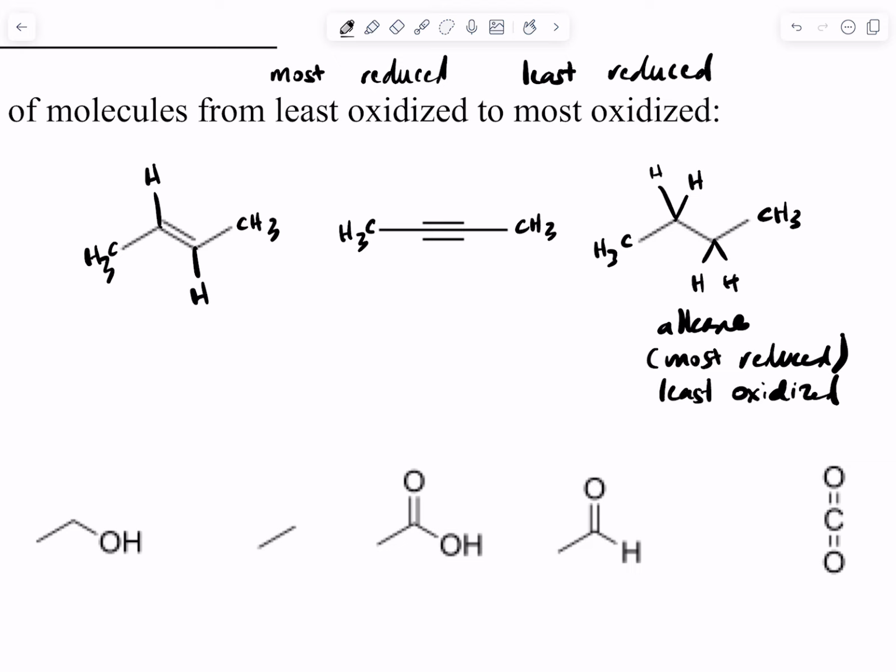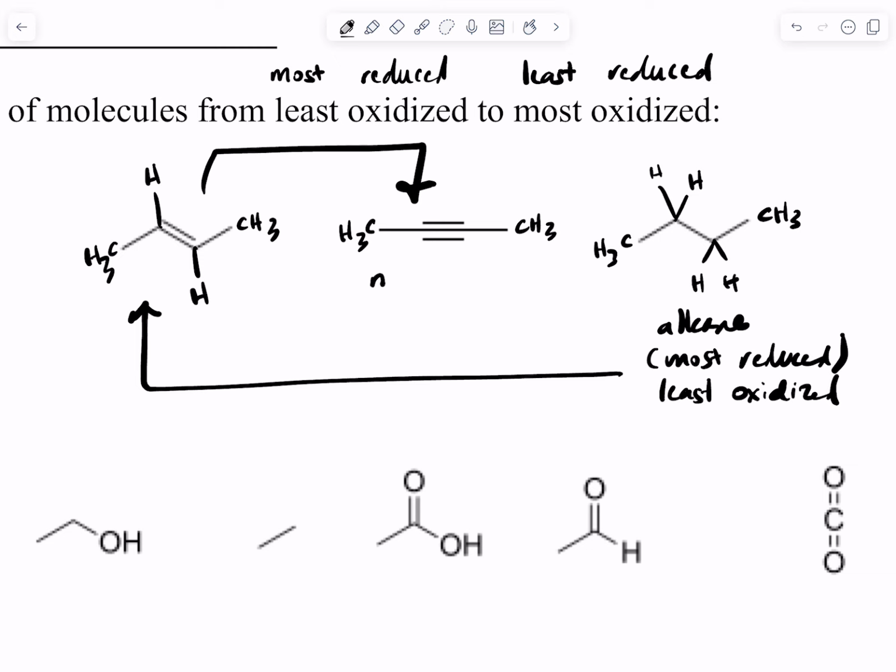Then what? Then alkene, and then alkyne, which is going to be most oxidized, least reduced. Okay, what potential pitfalls or sources of confusion did you detect there? Anything that was concerning that we should talk about?